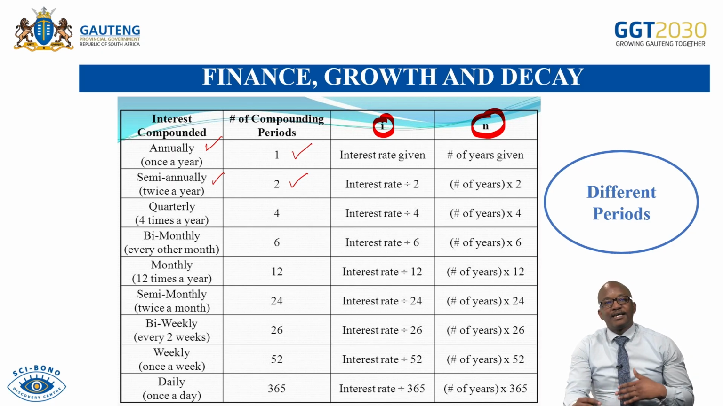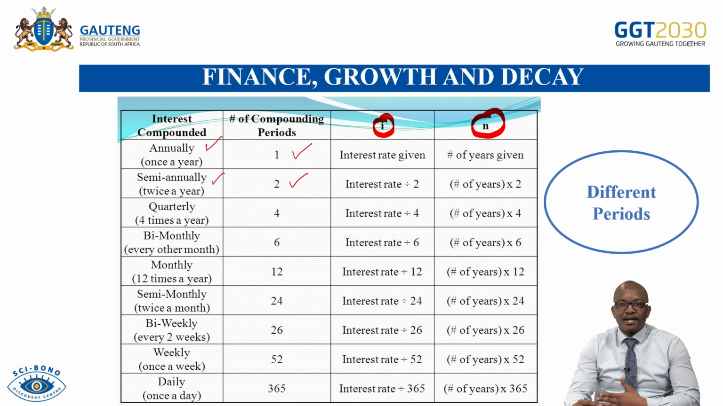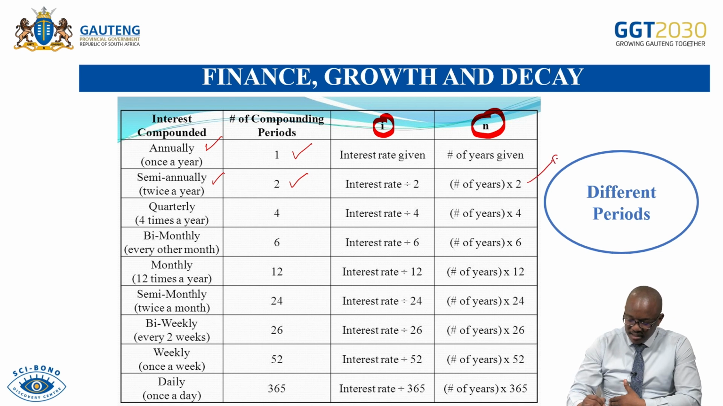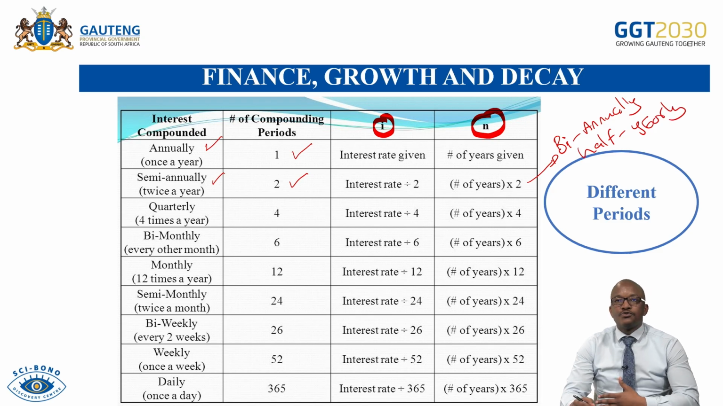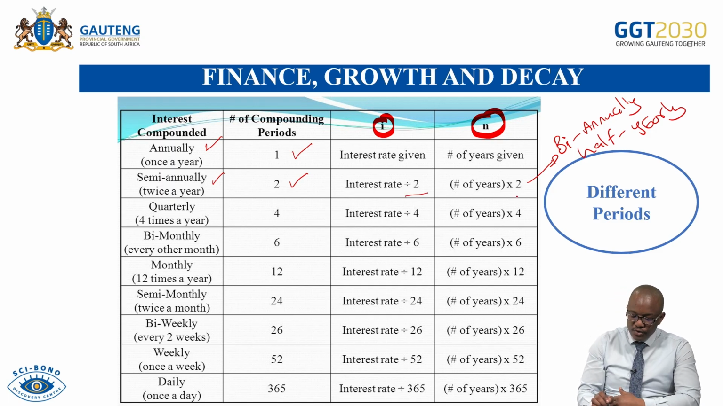And remember, there can be other words that can describe the semi-annually. Sometimes they can tell you about the one that describes semi-annually. They can say biannual, or they can say half-yearly. So those two things, they also describe the interest that is being charged 2 times a year. And remember, with different periods, what do we do? We divide our interest rate by 2, and we multiply the number of years by 2.